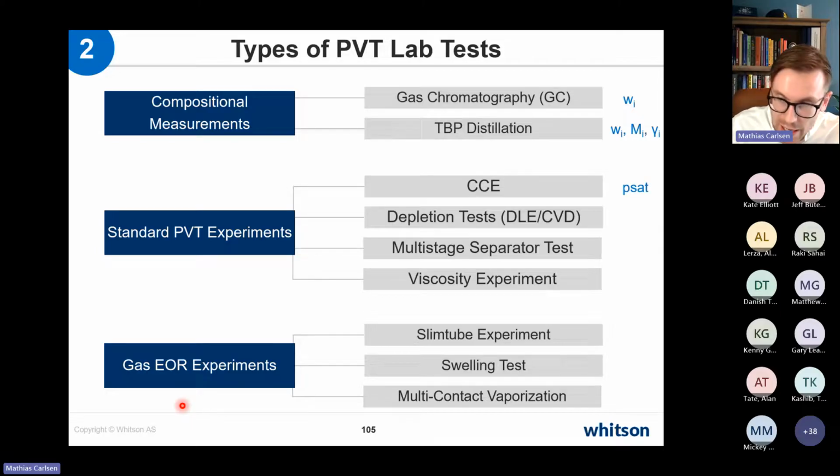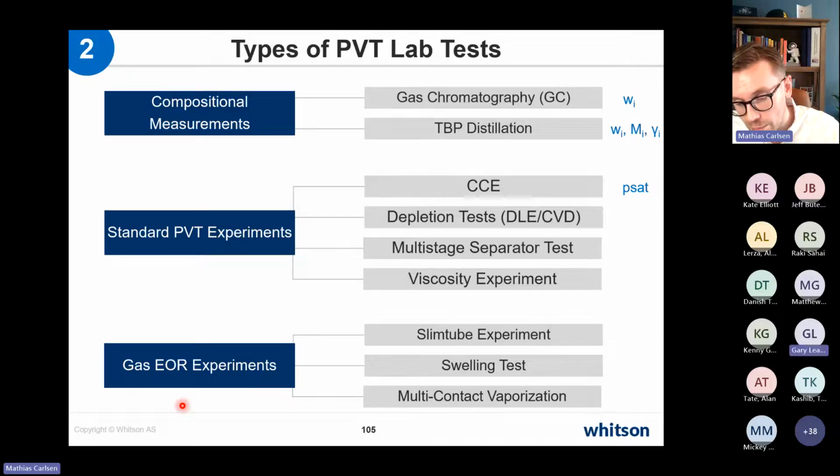The CCE gives you a lot of different things, but primarily that's where you get your saturation pressure and saturation pressure type. This is called the constant composition expansion experiment, sometimes also called the constant mass experiment, or constant mass expansion, and that's where you get your Psat.